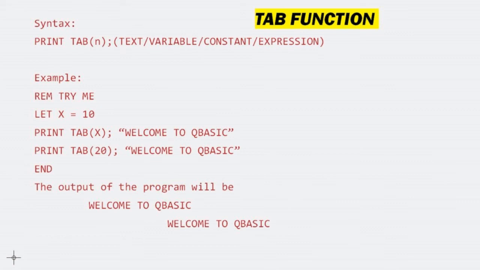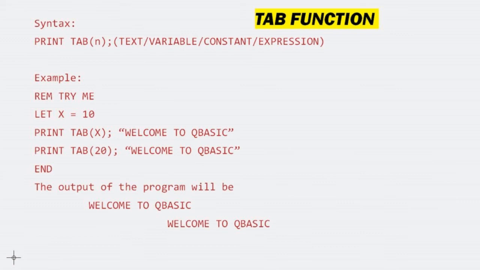TAB function. The PRINT statement starts printing from the first column of the line. The TAB function moves the cursor to the specified position. The TAB function can only be used in a PRINT statement. The syntax of the TAB function is PRINT TAB(n); text or variable or constant or expression. In case of a string, printing starts from the nth column, whereas for numerical constants, printing starts from the (n+1)th column. n is the argument of the function. The argument can be a variable, constant, or an expression.